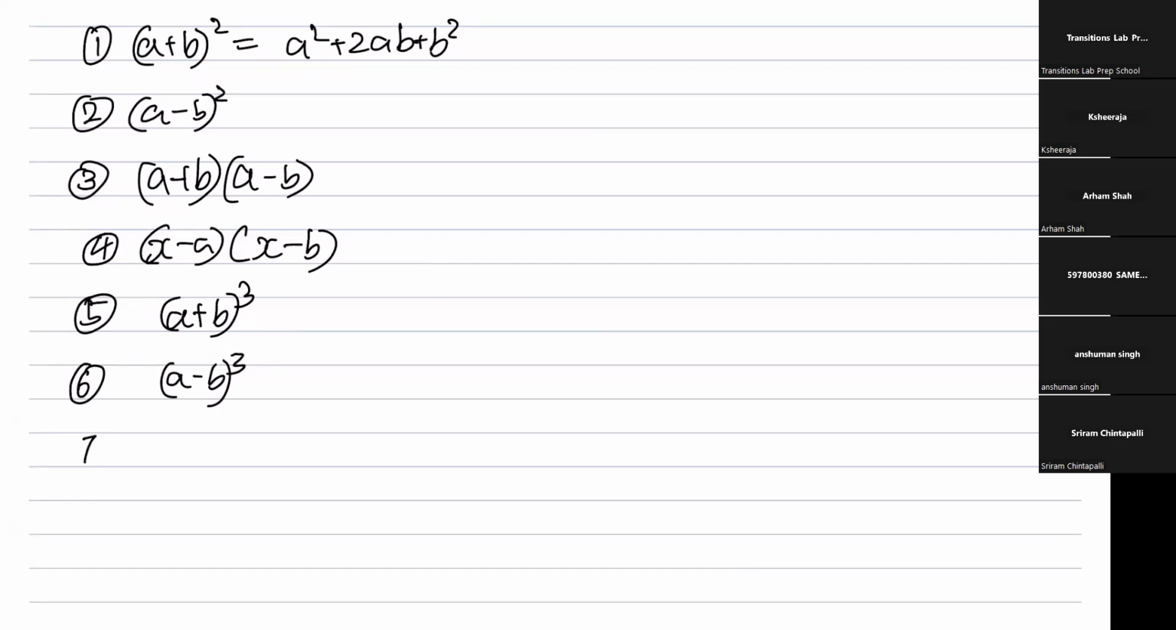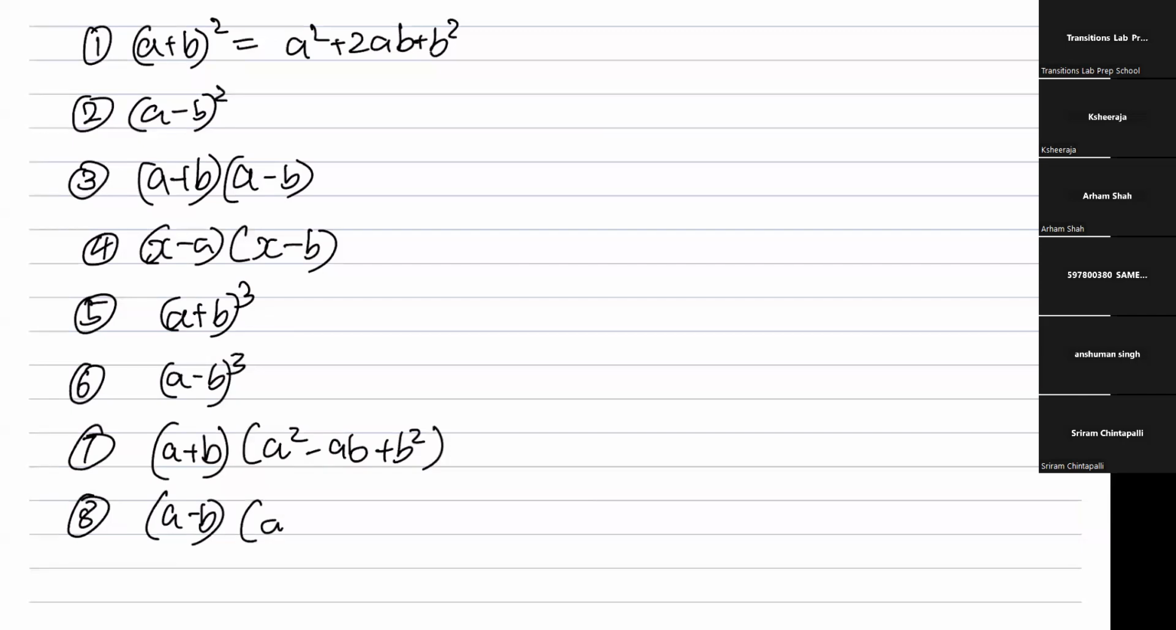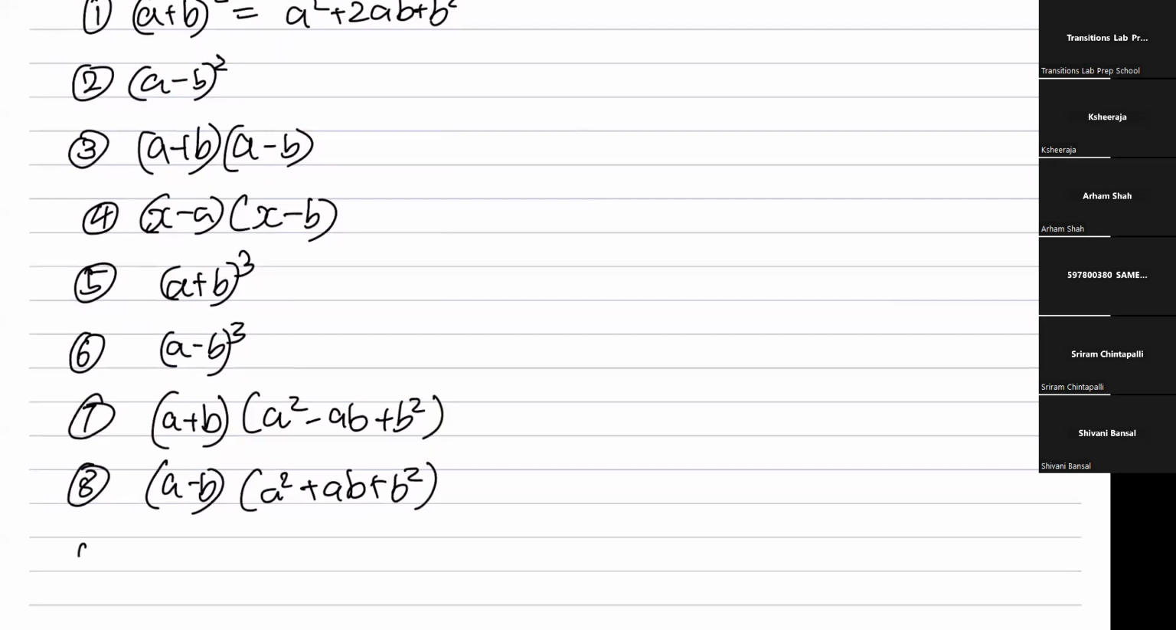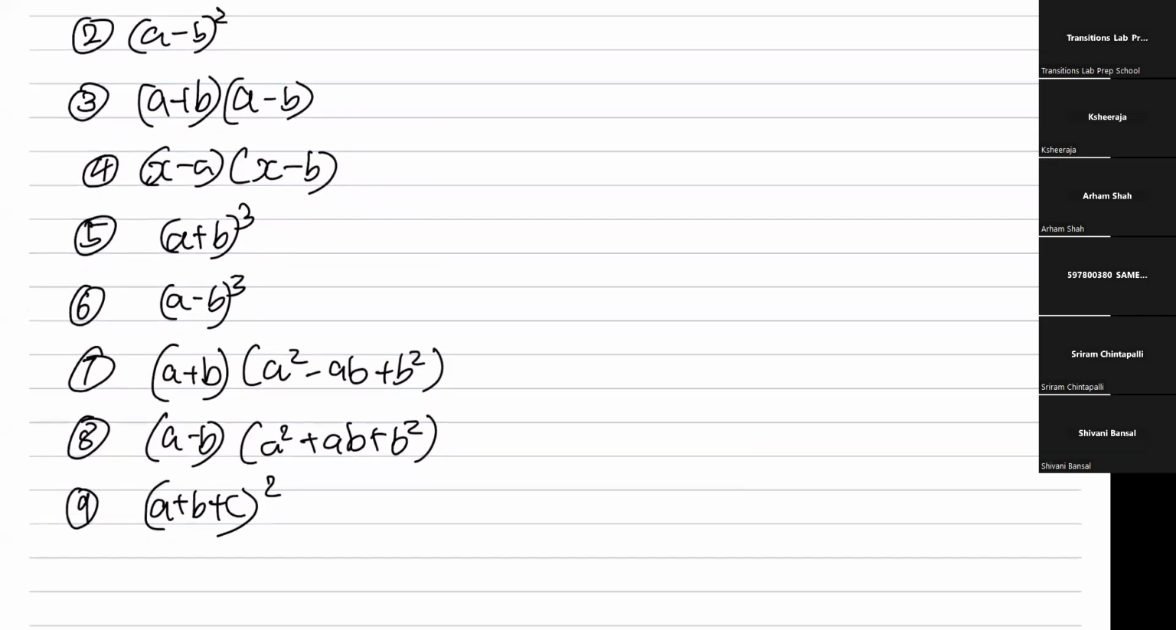And then you have a plus b times a square, or I'll write it this way, a cube minus, sorry, I'll write the factorized form over here, a plus b, a square minus ab plus b square, and then eighth identity, a minus b, a square plus ab plus b square, and then ninth will be a plus b plus c the whole square. And finally, your 10th identity.